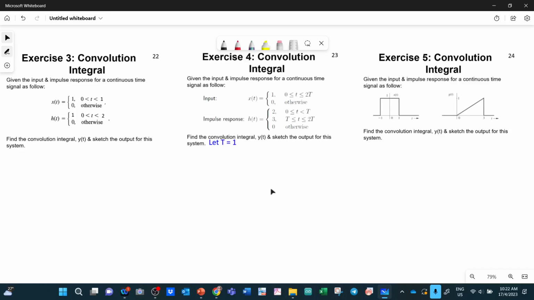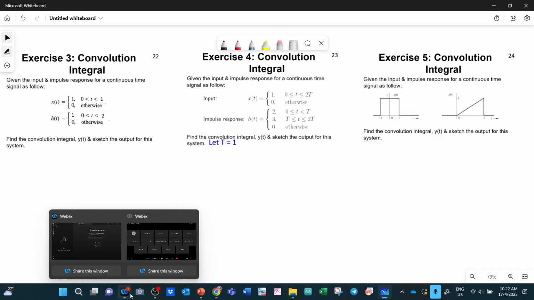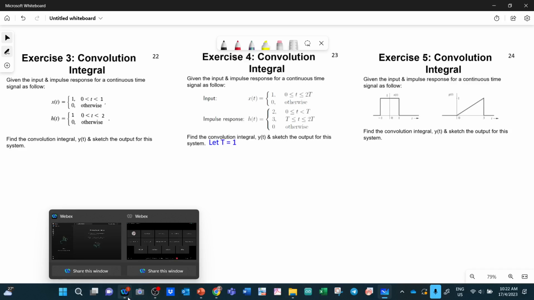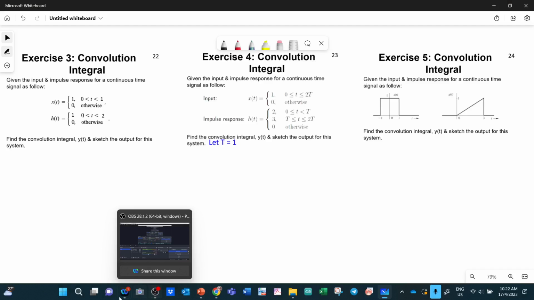Okay, dah 10.20. Alright, so we continue. Online boleh dengar? Boleh? Tak share screen tadi.